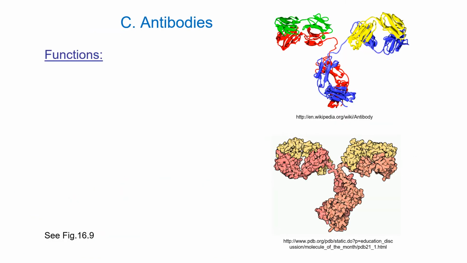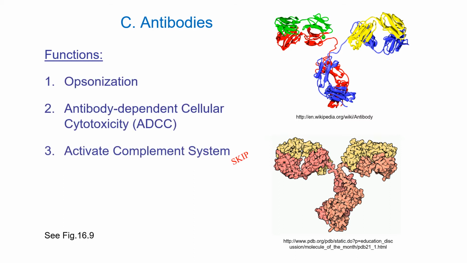So what do antibodies do? Five things, really. We're going to talk about all of these things. We're mostly going to skip number 3 since we skipped the complement system in the last lecture. So we're going to talk about 1, 2, 4, and 5. Let's take a look at these.